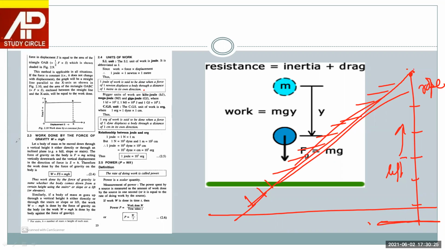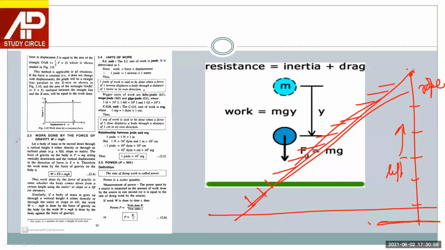Kilojoules, megajoules, gigajoules: 10^3, 10^6, 10^9. The CGS unit is ergs. In the CGS unit, force is measured in dynes and distance in centimeters. So 1 joule was 1 newton into 1 meter, or 1 newton meter. So 1 erg is 1 dyne centimeter. 1 erg of work is said to be done when a force of 1 dyne moves a body by a distance of 1 centimeter in its own direction.